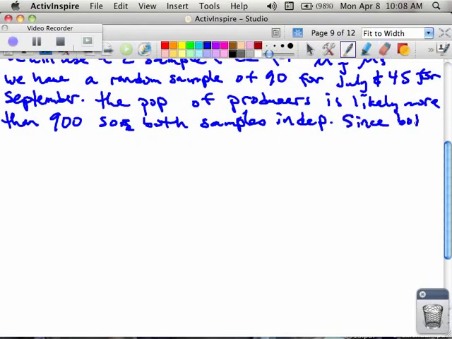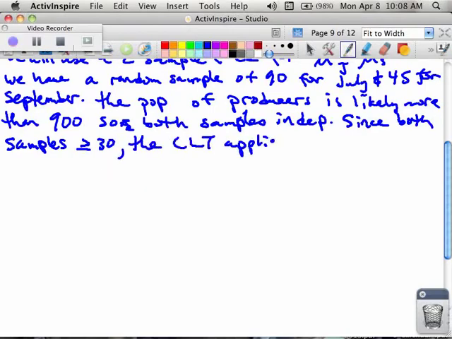Since both samples are greater than or equal to 30, the CLT applies, and both are approximately normal.